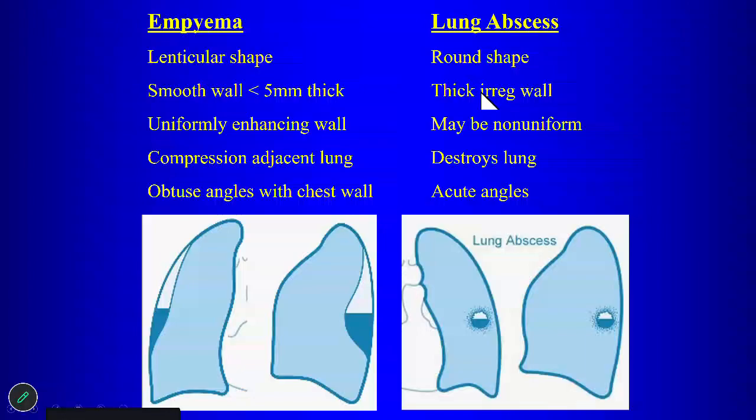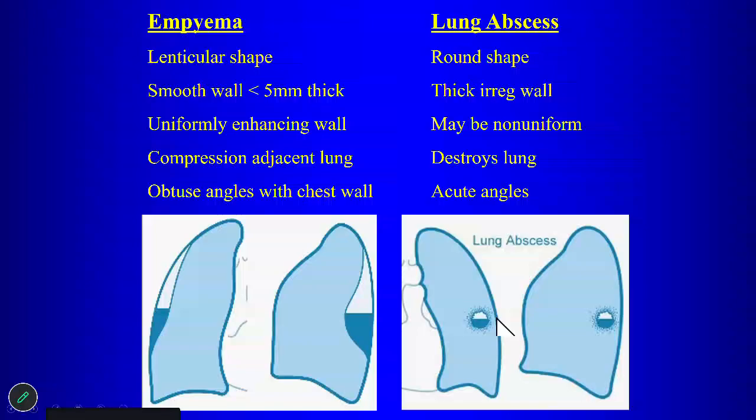Smooth wall, thick irregular wall from lung abscesses because you have necrosis of lung tissue. Uniformly enhancing wall may be non-uniform with lung abscesses. Empyema compresses the adjacent lung. This destroys lung. Obtuse angles with the chest wall, acute angles with the chest wall. Also, the size of the air fluid level between the different views. With an empyema, it will change because it's conforming to the shape of the pleural space.